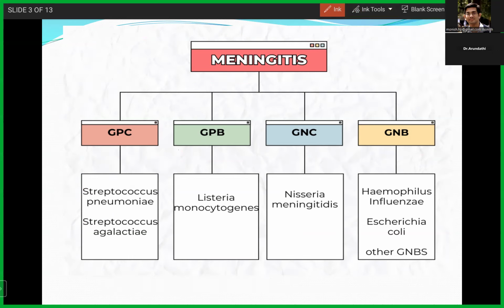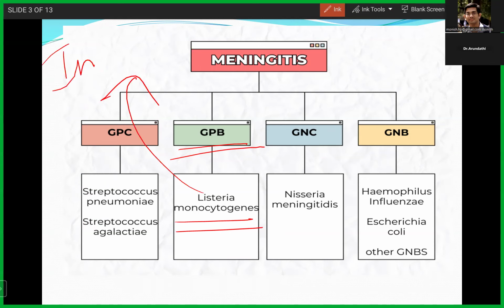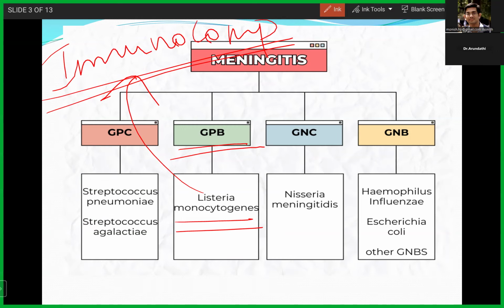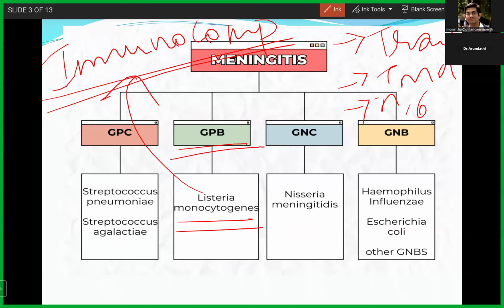Then, yes, we have gram-positive bacilli. The only gram-positive bacilli which result in meningitis is Listeria monocytogenes, which mainly causes meningitis in immunocompromised individuals. So if we have a case of meningitis where the diagnosis is Listeria, what can you expect in the question? You can expect a history which speaks about the patient being immunocompromised in terms of any transplantation, or the patient being on some immunosuppressive drugs, or the patient being at extremes of ages, that means either a newborn or elderly, that is 60 years and above.